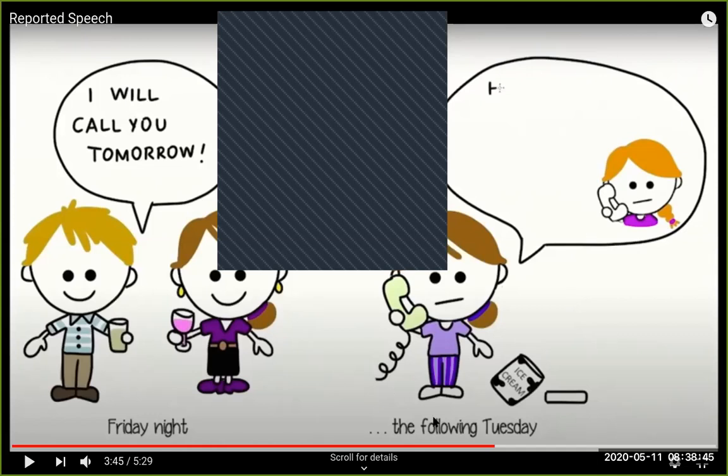Now, as a clue, look at the right side of the screen where she is talking to a friend. The boy talked to the girl, and now the girl is talking to one of her friends, and it's the following Tuesday. So think of the time here. Last Friday, the boy tells the girl this, and then on Tuesday, three or four days later, the girl is telling her friend what the boy told her. How might she say this to her girlfriend?